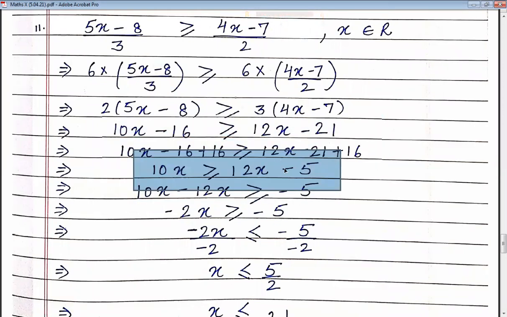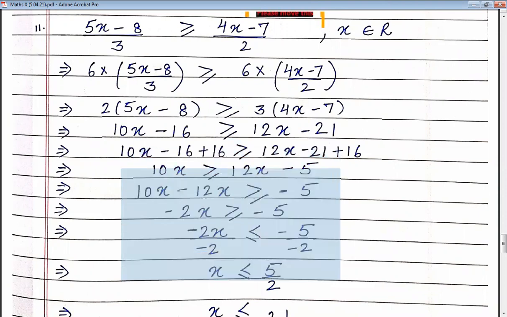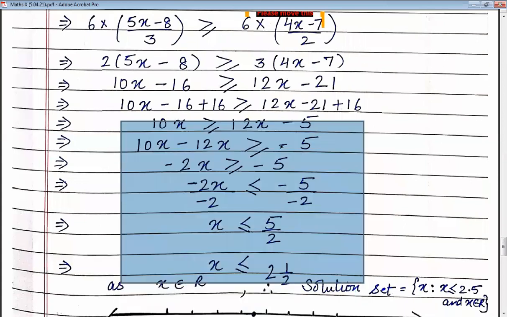Now children, you can do shifting also. The way we do in an equation, you can bring 12x to the other side. So it will become 10x minus 12x, which is greater than or equal to minus 5. Now it becomes minus 2x greater than or equal to minus 5.